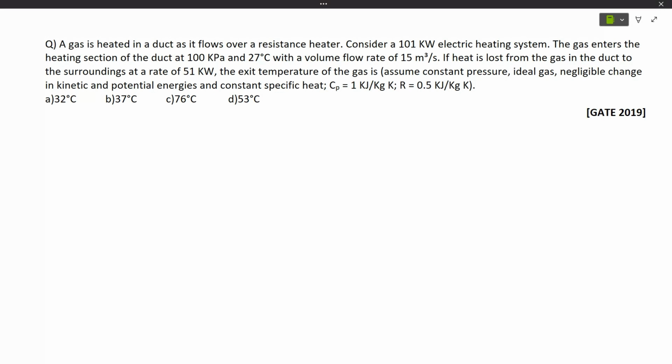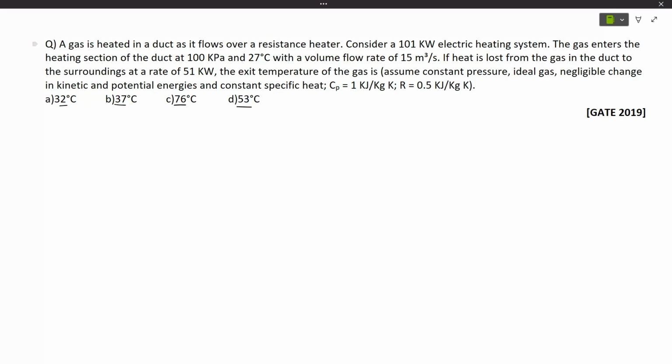If heat is lost from the gas in the duct to the surroundings at a rate of 51 kilowatt, the exit temperature of the gas is: assume constant pressure, ideal gas, negligible change in kinetic and potential energies, and constant specific heat. Cp equal to 1 kilojoule per kg Kelvin, R equal to 0.5 kilojoule per kg Kelvin. The given options are 32 degrees Celsius, 37 degrees Celsius, 76 degrees Celsius and 53 degrees Celsius. After calculation, we will see which one is the right option for the given question.